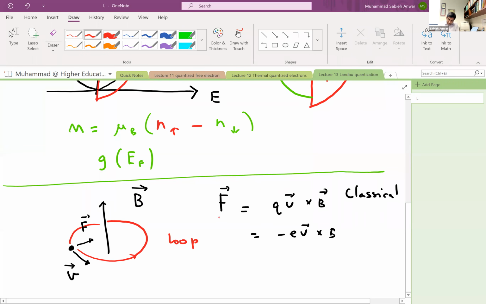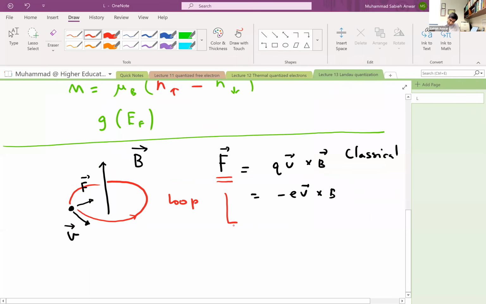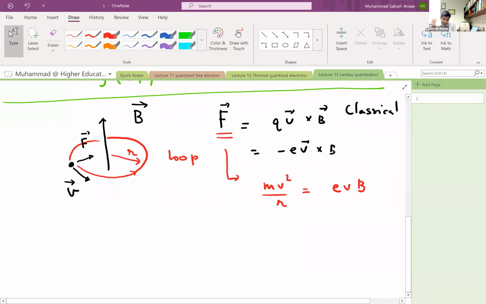And this electromagnetic force actually provides a centripetal force, which is given by mv squared over r, where r is the radius of this loop. So I can equate this mv squared over r, just looking at the magnitudes, with evB. Since v and B are perpendicular to one another, sine theta is 1. So now I could make this into mv over r is eB.